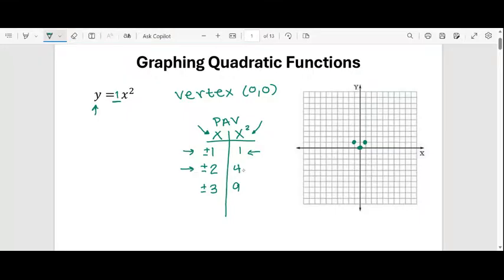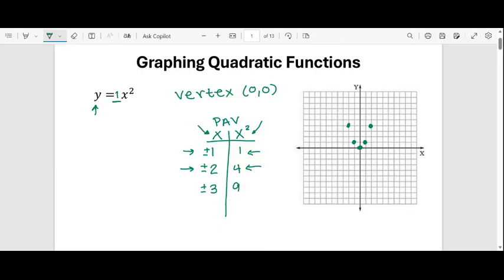Next is left or right 2 squares, up 4 squares. So from my vertex, I can go 2 squares to the right and up 1, 2, 3, 4 squares. From my vertex, I can go 2 squares to the left and up 1, 2, 3, 4. If yours doesn't look like mine, you may not be going off of your vertex. The thing about this type of graphing is we don't go from our previous point. We go all the way back to our vertex and we graph from our vertex over.